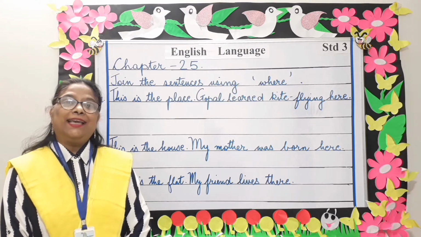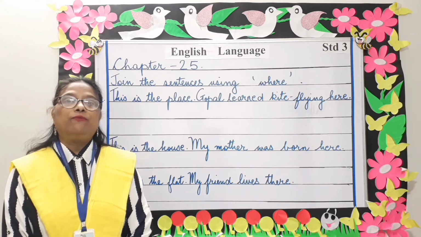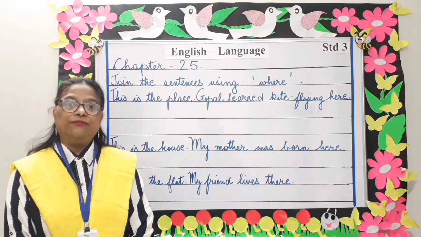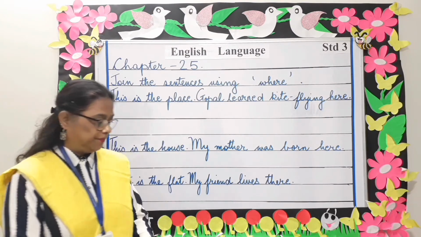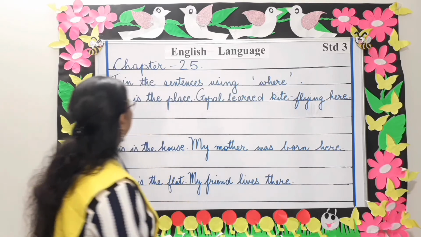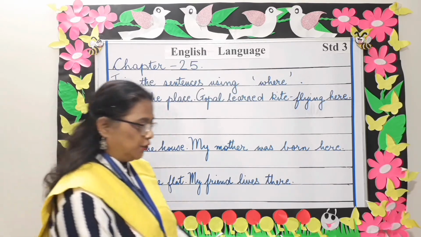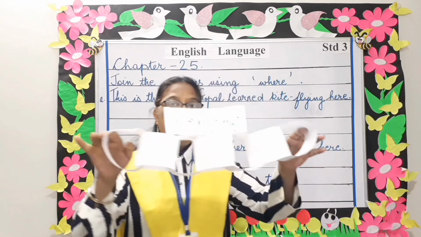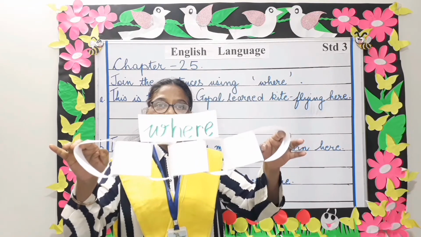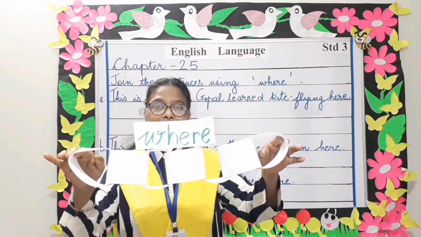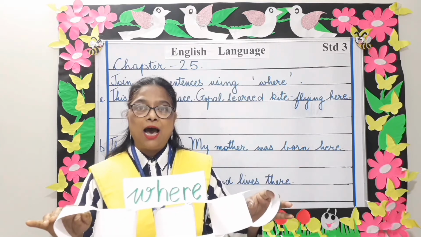In today's English language class, we will revise chapter 25 from the Active English book. Join the sentences using where. Where is a conjunction. It joins two sentences. Let's see how.